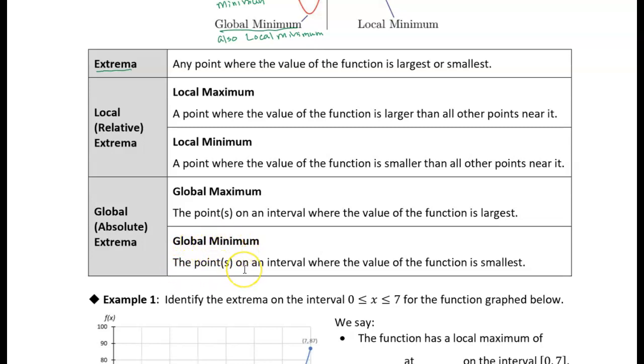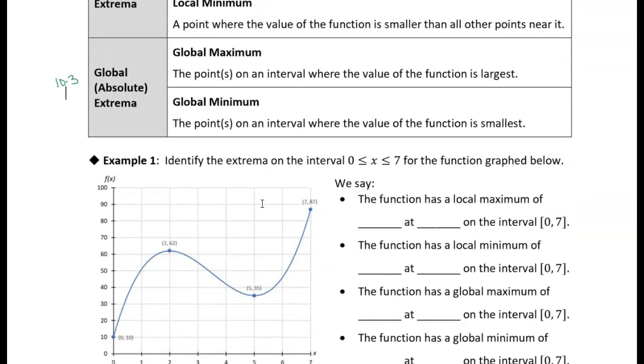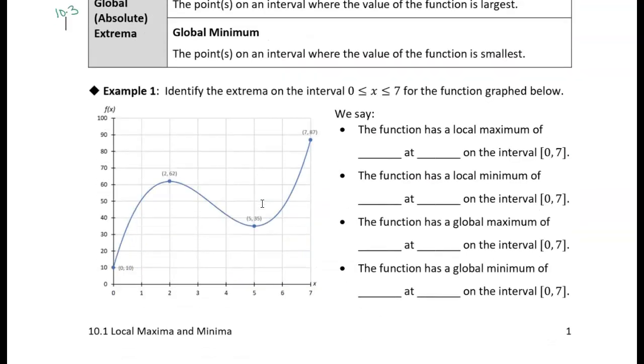And the same way with a global minimum. A global minimum is just the overall minimum of the function. We're actually going to talk about these things in 10.3. So today we're going to focus on local minima and maxima. So let's take a look at this example here. We just want to identify the extrema. This is just an example using the vocabulary that we just used.